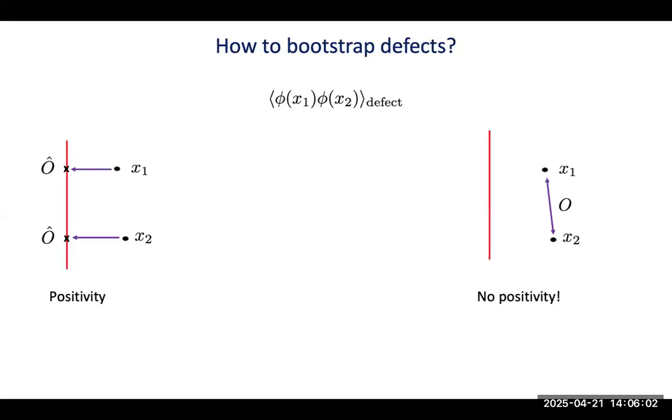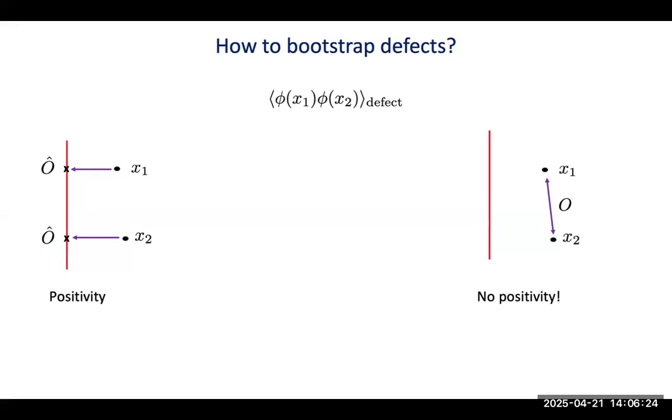Okay, but the problem with bootstrap, for any dimension defect, is this. What can you study? For instance, you can study correlation functions of bulk operators in the presence of a defect. Already the 2-point function turns out to be non-trivial. And this 2-point function you can expand in 2 ways.